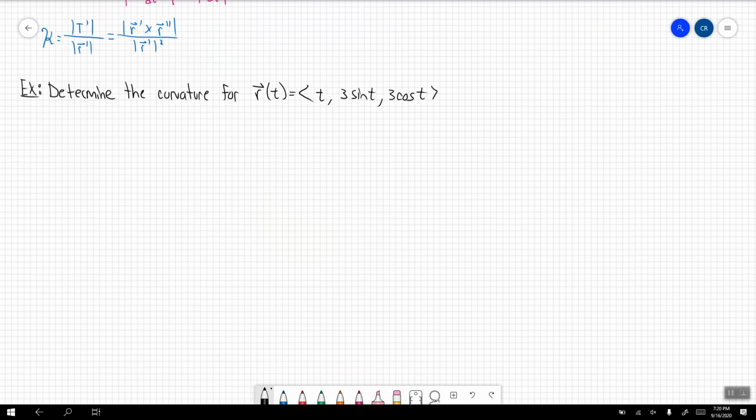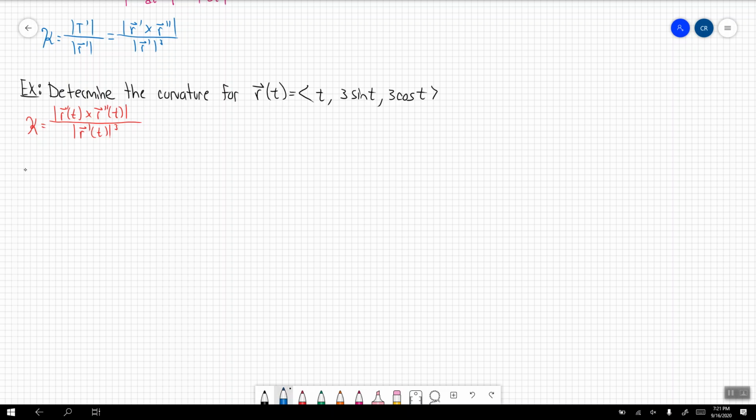Now, we could actually do it both ways, and in the interest of time, since I'm making these videos ahead of time, I'll go ahead and work it out both ways. That way we can see that either way you do this, you're still going to wind up with the exact same answer. So in order to use the second formula, that curvature is going to be equal to the magnitude of the cross product of r prime of t and r double prime of t, divided by the magnitude of r prime of t cubed.